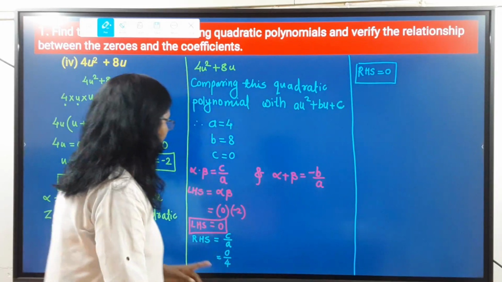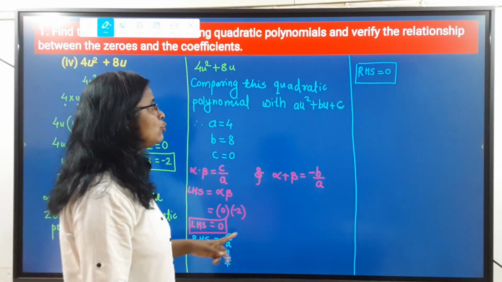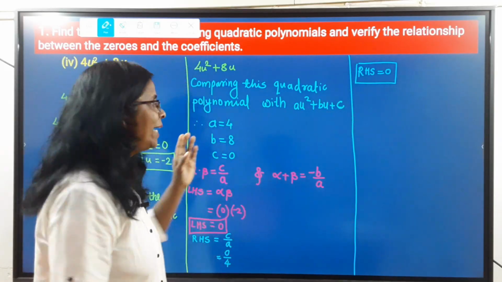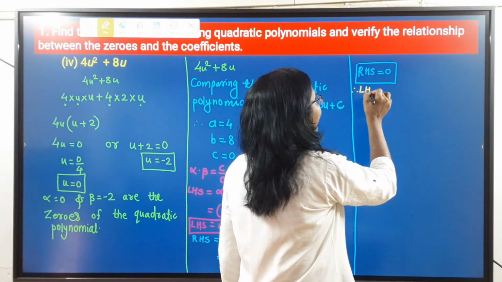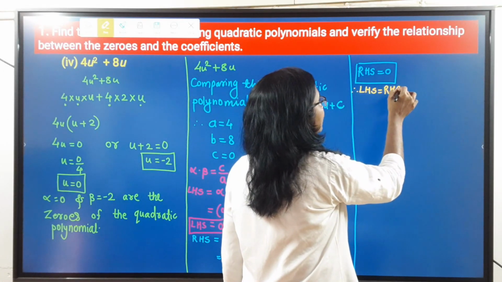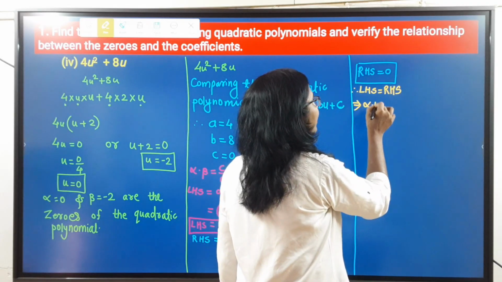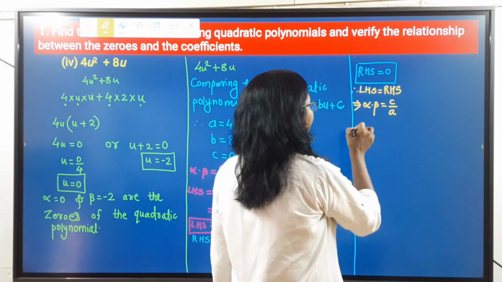Now here, carefully see that LHS is equal to 0 and RHS is equal to 0. That means, students, we say that LHS is equal to RHS. It means that alpha into beta is equal to C upon A is verified.